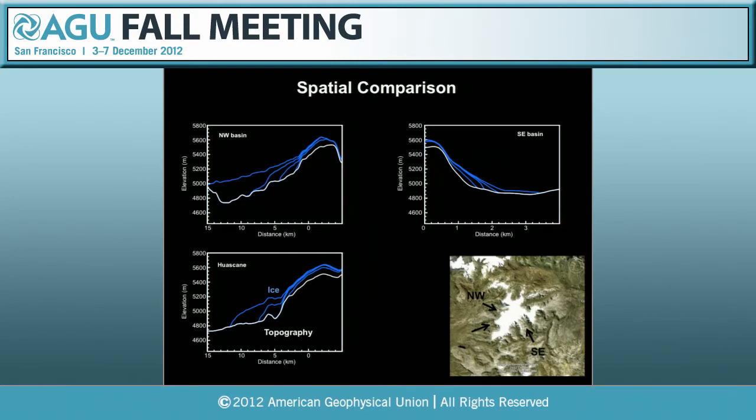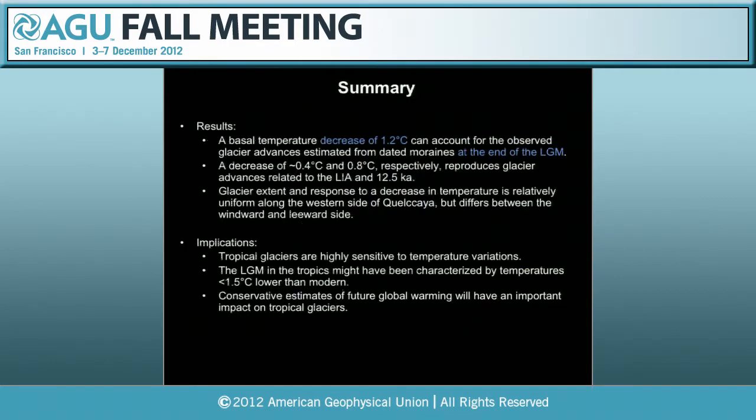And we see that also in the valley morphology. These valleys on the northwest are much, much bigger and they get much more moisture, whereas on the southeast, the valley morphology is narrower and we have steeper slopes. And so all we can say is that a basal temperature decrease of around 1.2 degrees C can account for the observed glacier advances estimated from dated moraines at the end of the LGM.